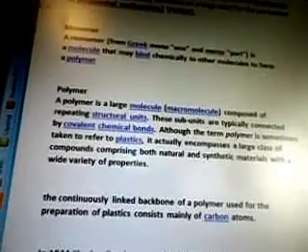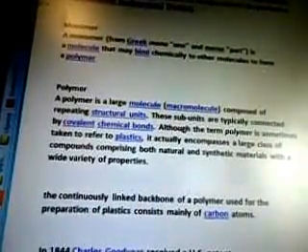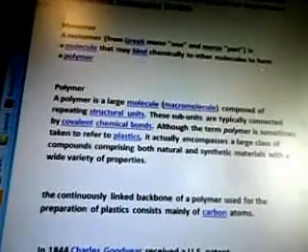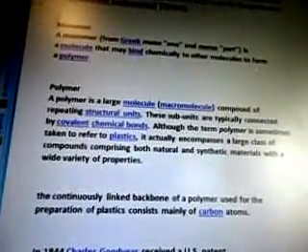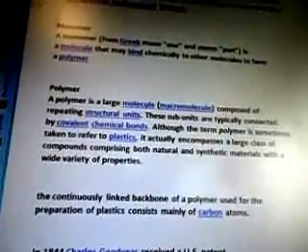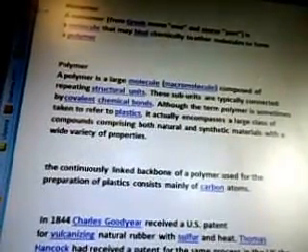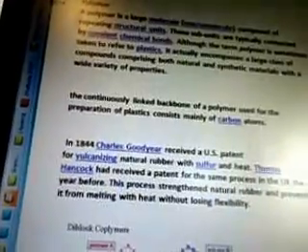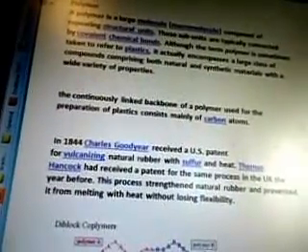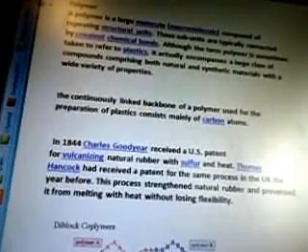Polymer. A polymer is a large molecule or macromolecule composed of repeating structural units. These subunits are typically connected by covalent chemical bonds, although the term polymer is sometimes taken to refer to plastics. It actually encompasses a large class of compounds comprising both natural and synthetic materials with a wide variety of properties. The continually linked backbone of a polymer used for the preparation of plastics consists mainly of carbon atoms.